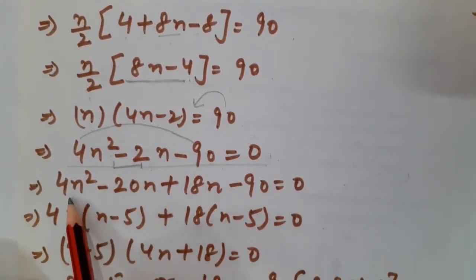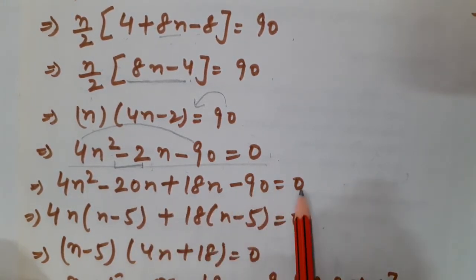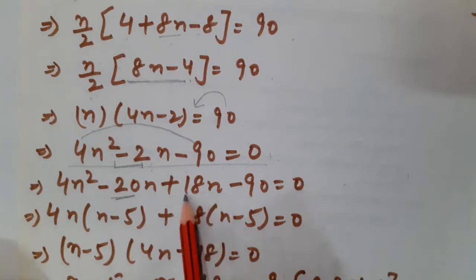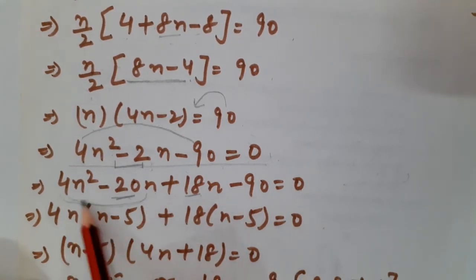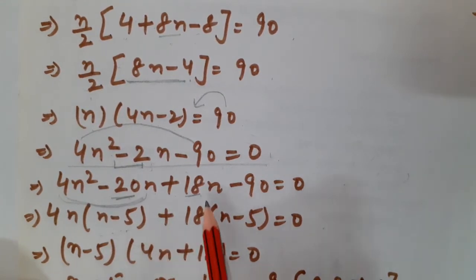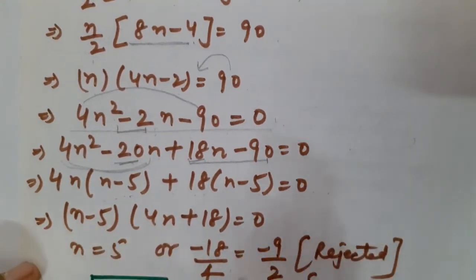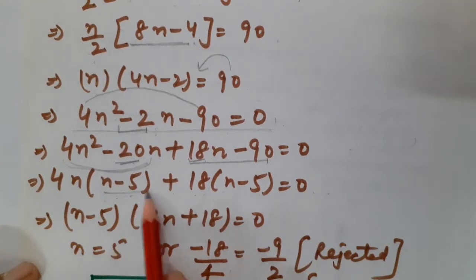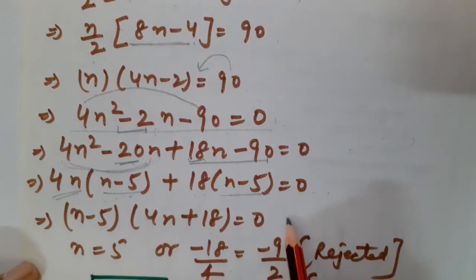After splitting, children, I have got 4n square minus 20n plus 18n minus 90 is equal to 0. Minus 20 plus 18 will give you minus 2 and their product will give you minus 360. Fine. So let us take 4n common from the first two terms. I have got n minus 5 inside the bracket. Plus from the last two terms I will be taking 18 as common. Again n minus 5 inside the bracket is equal to 0. Write down n minus 5 one time because this will be taken as common. In another bracket 4n plus 18 is left, is equal to 0.